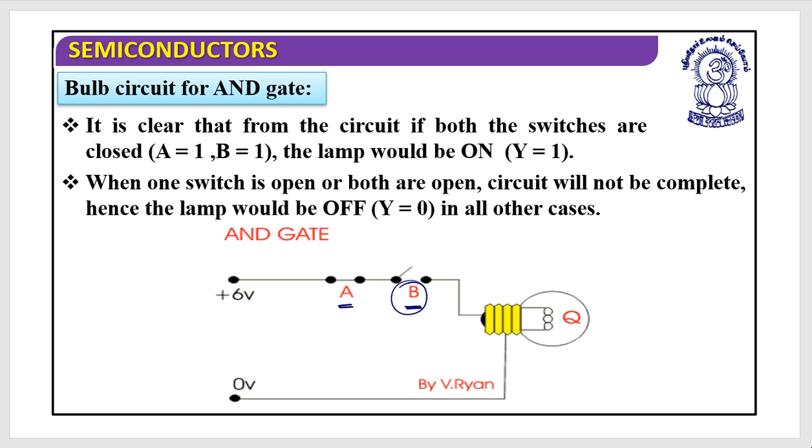So it is the situation of an AND gate, that when both the inputs, or when all the inputs are 1, the output is 1. Or you need to remember that if any one of the inputs is 0, then the output would be 0.